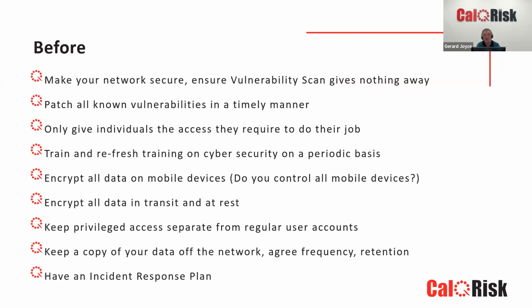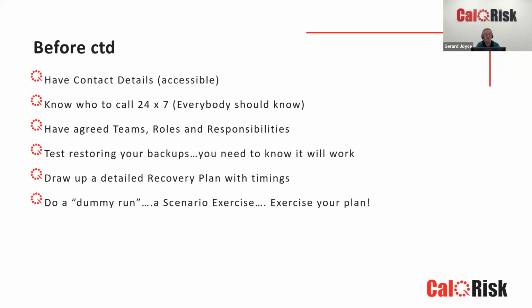Privileged access, I would say keep separate from the regular access, keep a copy of the data off the network, have a plan. There's a few more contact details we covered: know who to call, have agreed the teams, and who's going to lead the team, have alternates in the team, just in case the leader of the team is on holidays. Decide on roles and responsibilities of the teams, so if you're in the team, your job, should this happen, is this. You can decide all of these things beforehand.